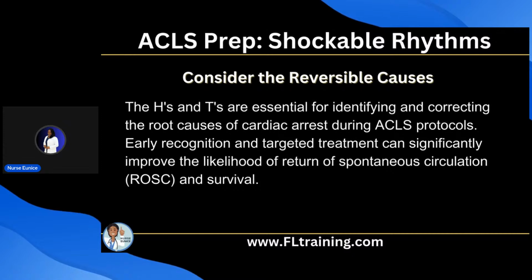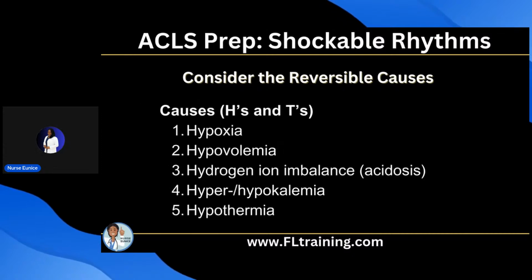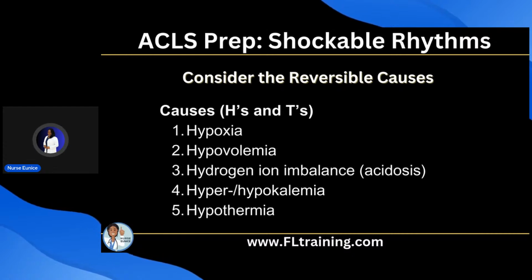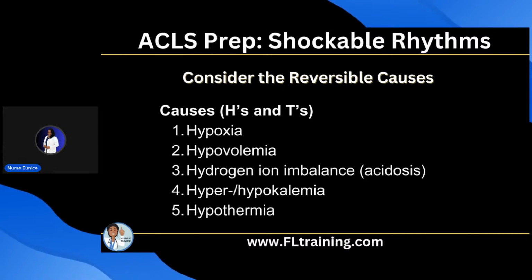So your job with BLS, your job with ACLS, your goal is to help this patient to achieve ROSC. That means that the heart is now beating again on its own, aka the return of spontaneous circulation. So some of the reversible causes are going to be hypoxia, hypovolemia, hydrogen ion imbalance, aka acidosis, hyper or hypokalemia, and hypothermia. And we will break down each of these in the upcoming slides.